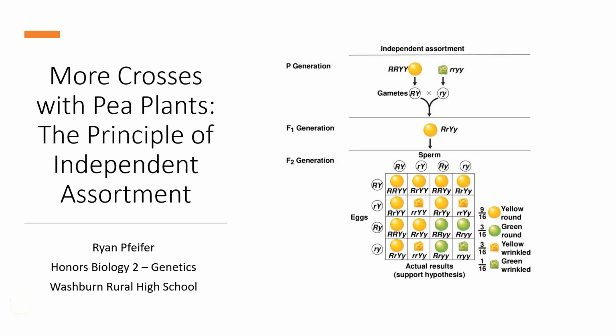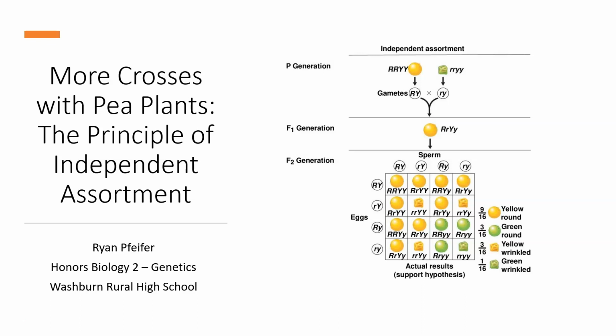Hey, Mr. P here. In this video, we're going to talk about the principle of independent assortment and compare it to segregation, which was the purpose of the last video. If you recall, the principle of segregation talks about how alleles assort out from a gene. Remember, you should have two alleles per gene, and those alleles will separate out evenly.